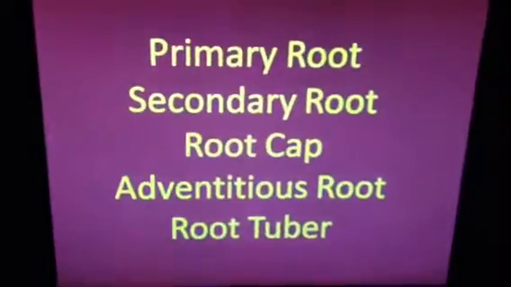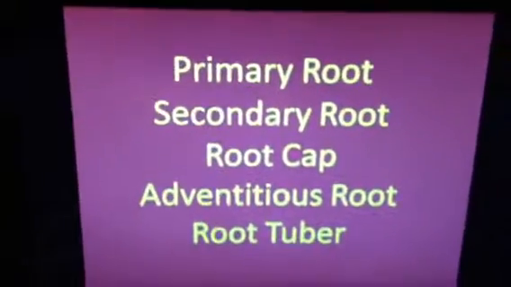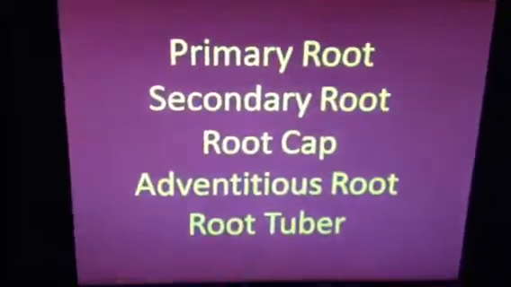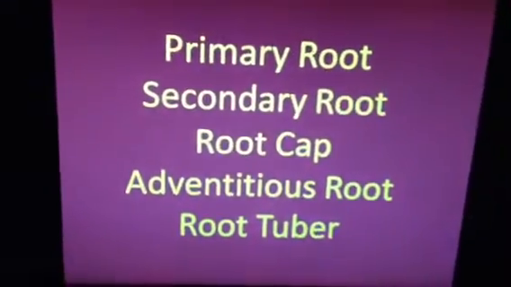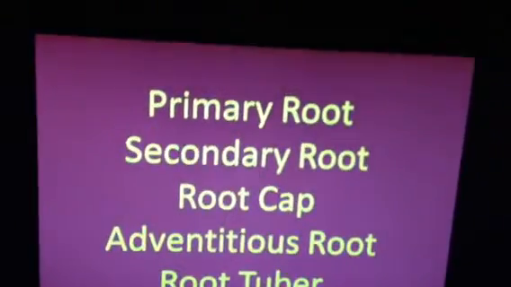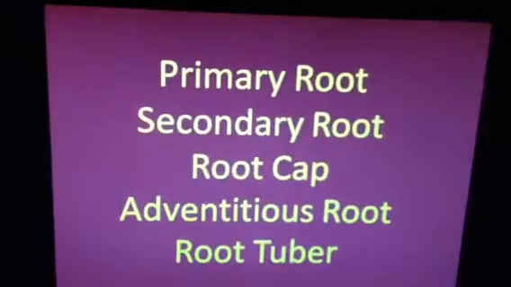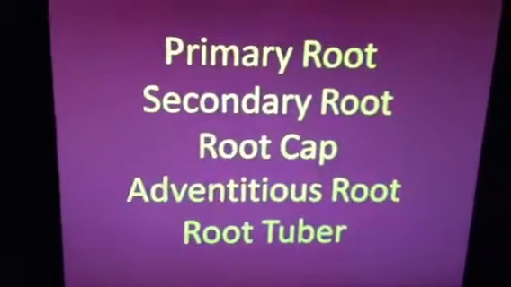Anyways, there is the primary root, and it's mainly for absorption and anchorage. And the secondary root, the root cap is for protection. The adventitious roots are from stem and leaf cuttings, and the root tuber is the food storage organ.